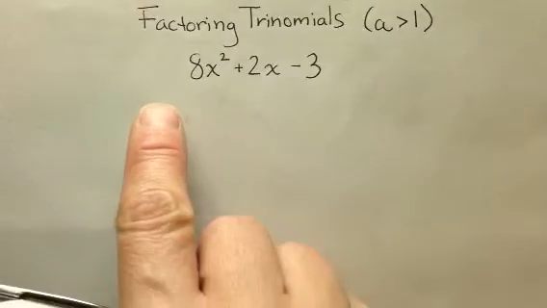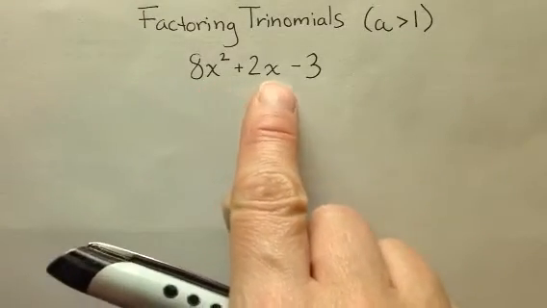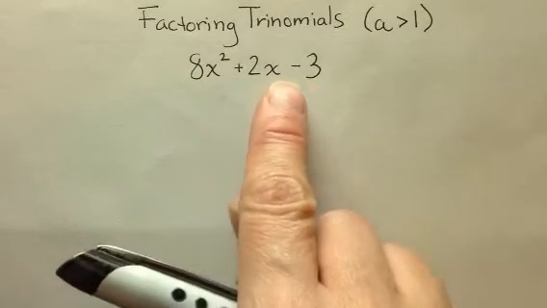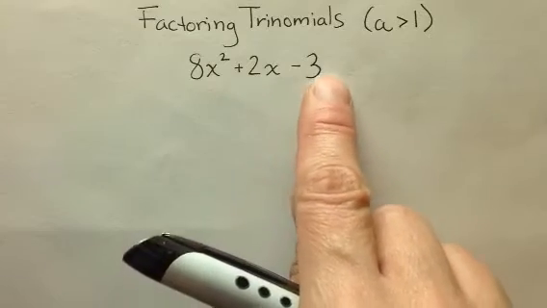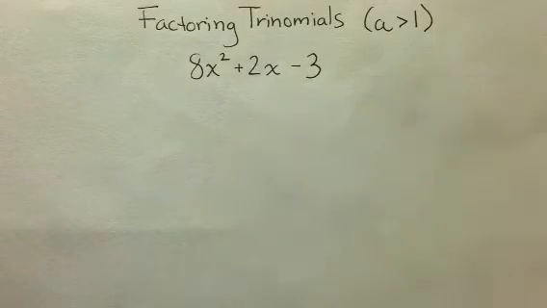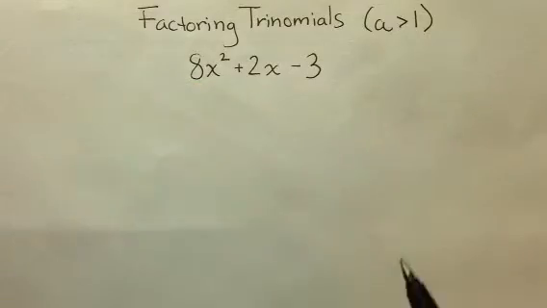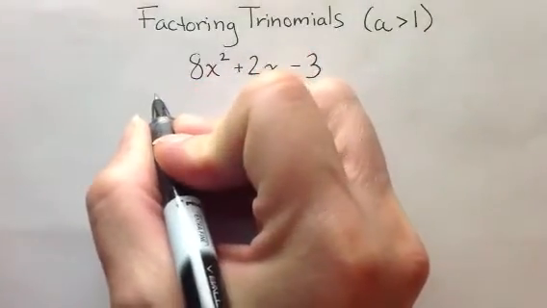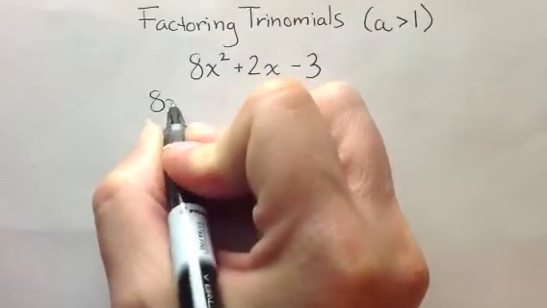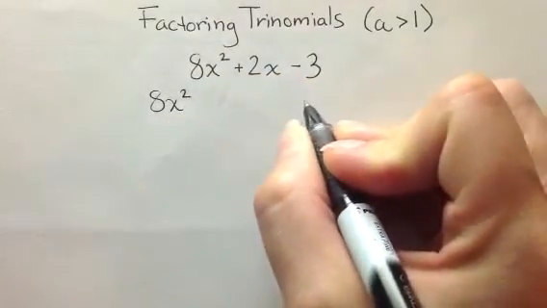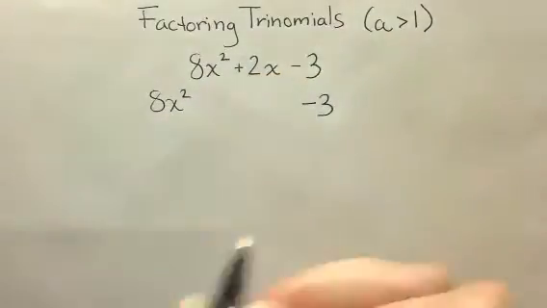First, you always want to check, do I have a common monomial factor? Well, 8, 2, and 3 do not have a common factor, and I do not have a variable here. So unfortunately, I've got to deal with this leading coefficient of 8. So here's how I do it. I actually write down the first term and the last term. And I don't do anything with those yet.